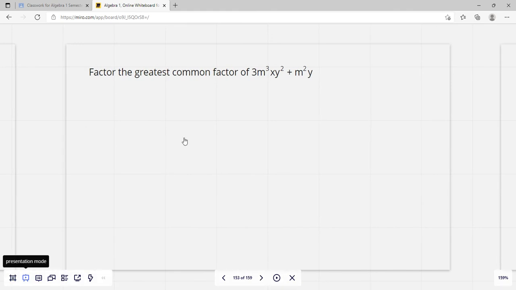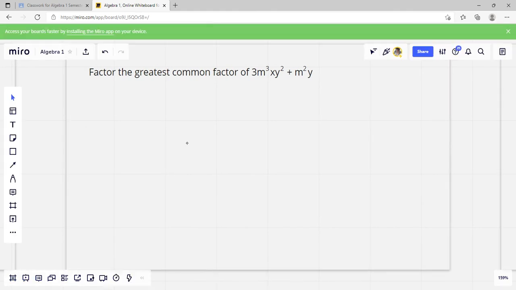Alright, here is another one. This one has 2 terms. So here's a term and here's a term. We don't have any common number. The lowest number of m's we have is m squared. The lowest number of the x's, oh, this one doesn't have an x, so we can't use x over there. The lowest y we have is 1.